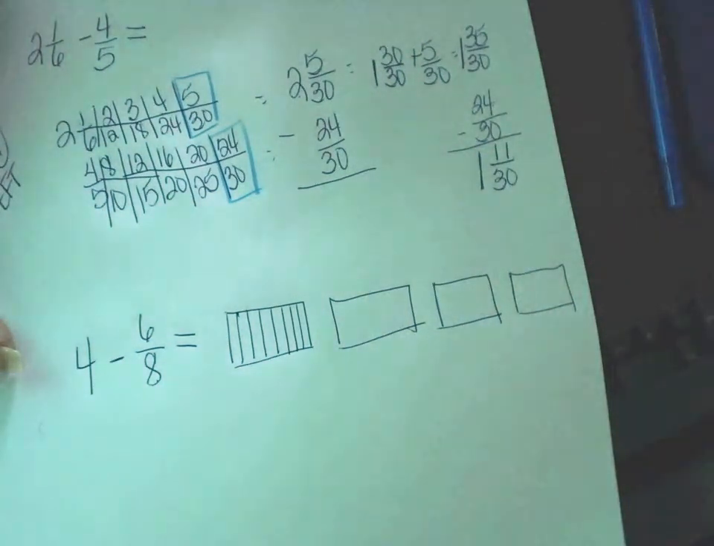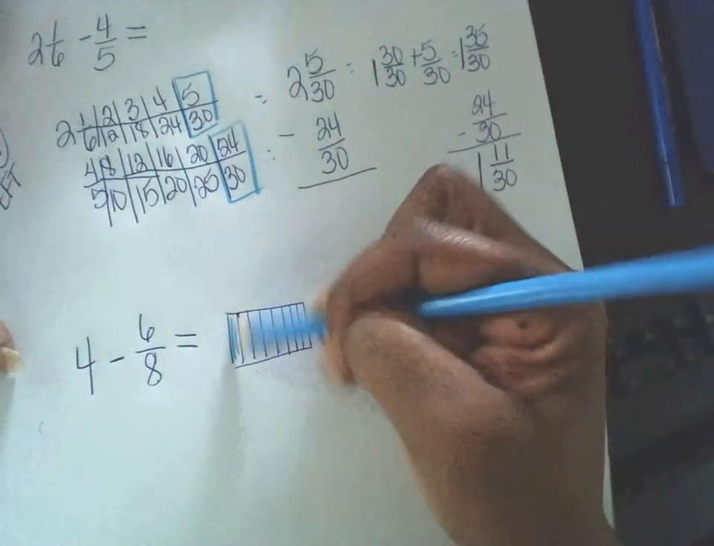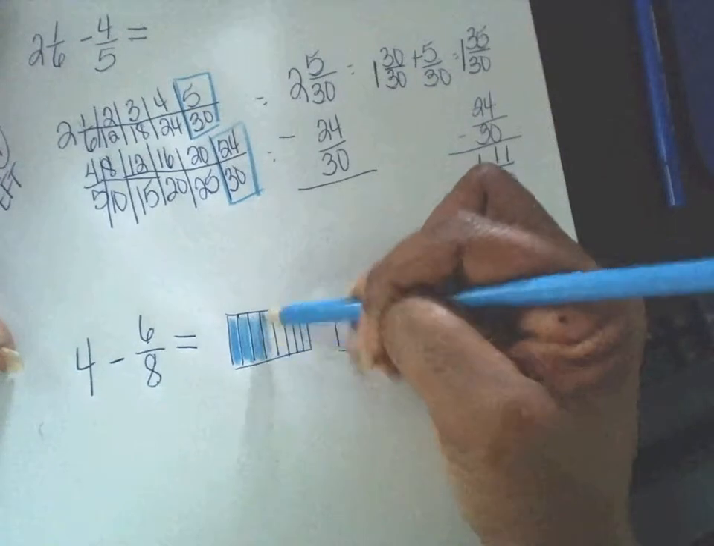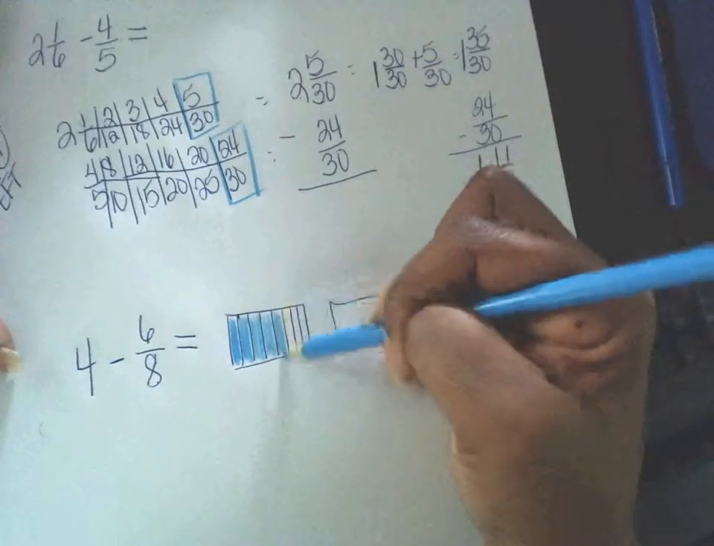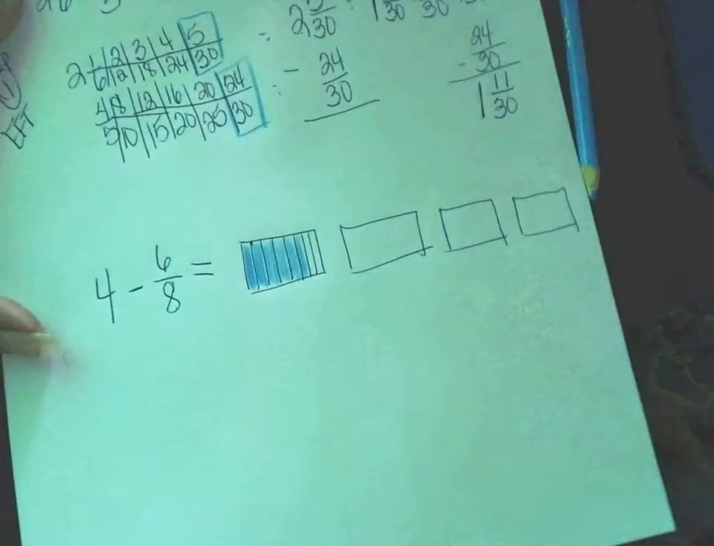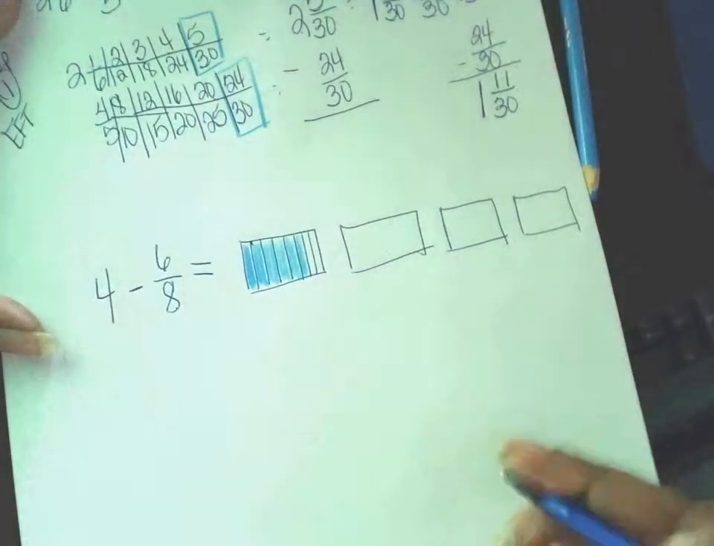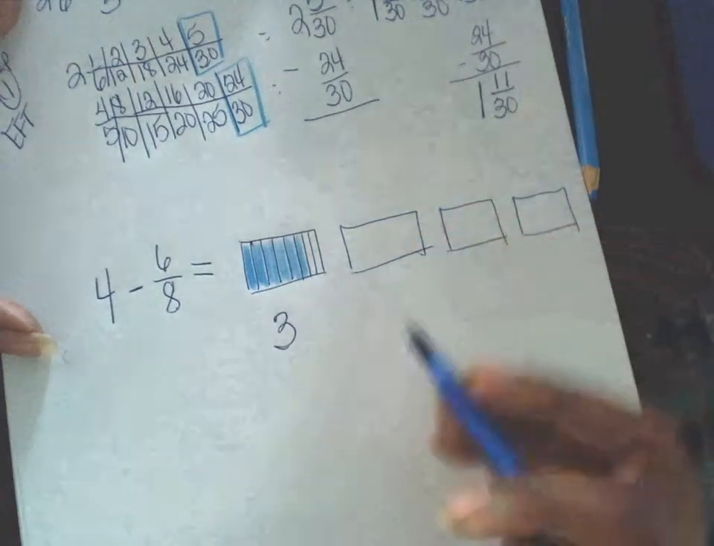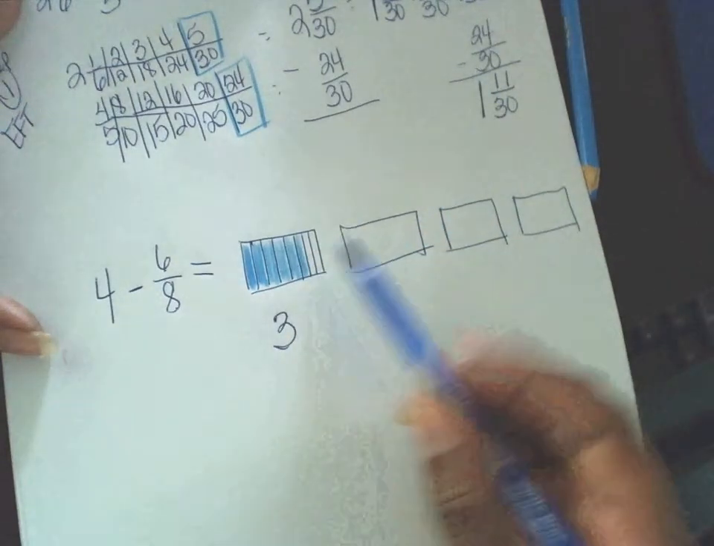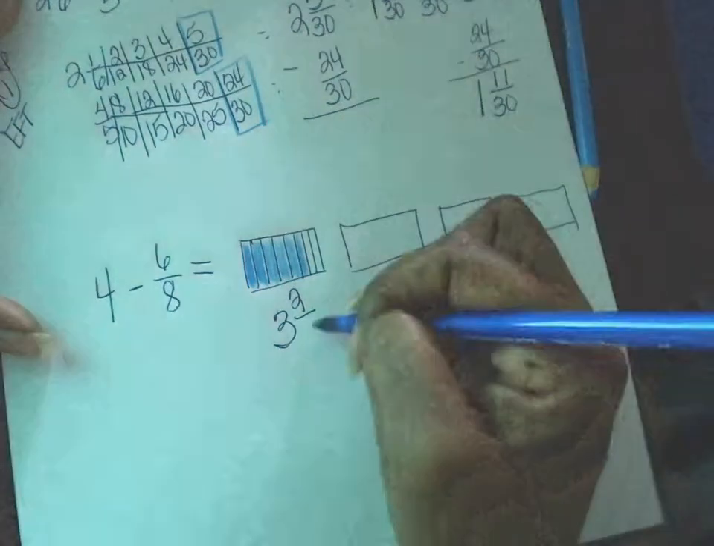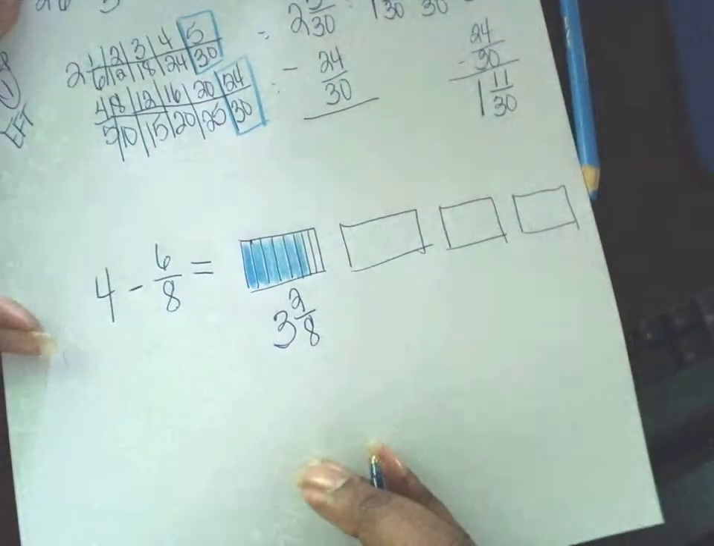And all I'm going to do now is shade in 6 of them. Okay, so let's do 1, 2, 3, 4, 5, 6. Count your holes. 1, 2, 3. And what's left? 1, 2. And your denominator is 8.